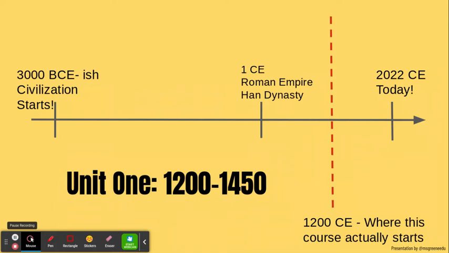And then you see the dotted line, 1200 CE is where this course actually starts. So this first unit includes empires from the time period 1200 to 1450 CE. And then you see 2022 CE, where we are today. So this course actually covers a relatively small period of history compared to all of world history, but it's important for you to know we're starting just at that date, 1200 to 1450.